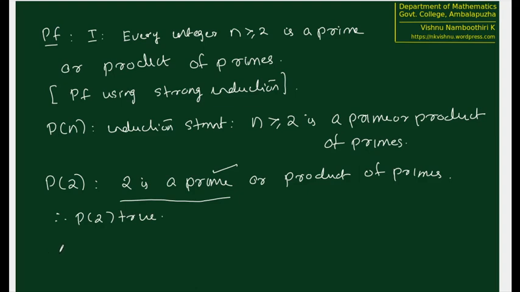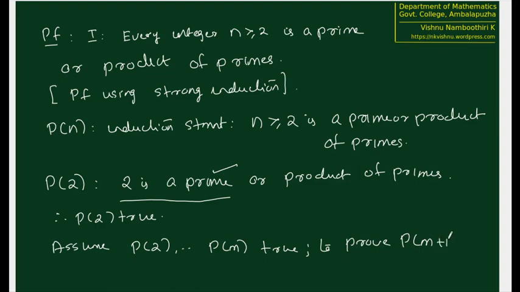Now we are going to assume that P of 2, P of 3, etc. to P of m is true, and we will prove that P of m plus 1 is also true. Assume P of 2, etc. to P of m true. To prove P of m plus 1. Okay, we are going to prove P of m plus 1, assuming that P of 2, P of 3, etc. P of m are true.